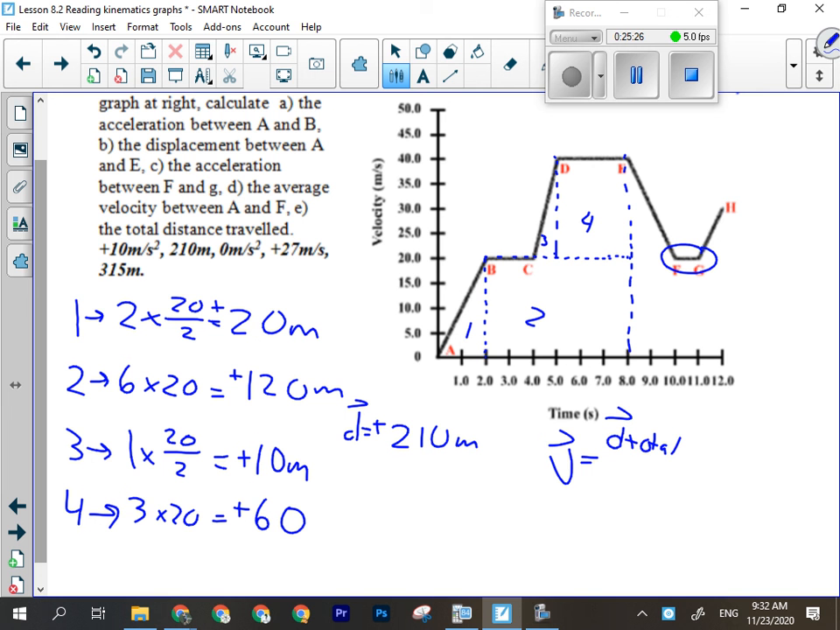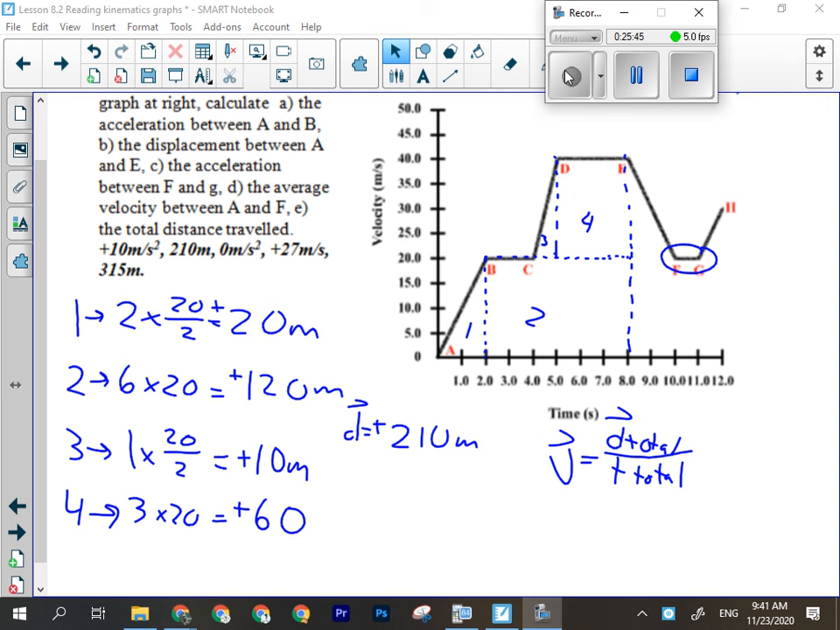Okay, average velocity is total displacement over total time. So you've got a little bit more calculating to do for the displacement up to and including F. The time's not too much harder to do. It's another 2 seconds. I'll give you a little bit of time on that.